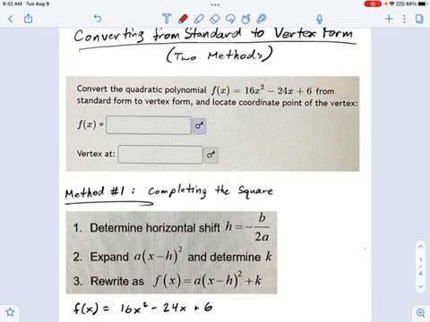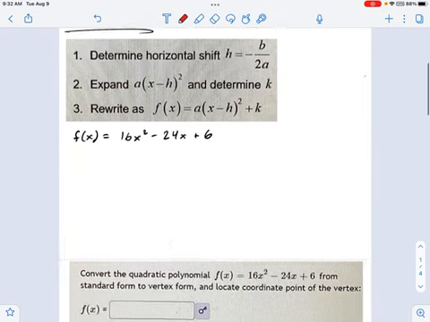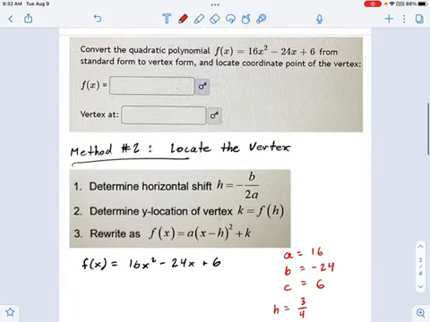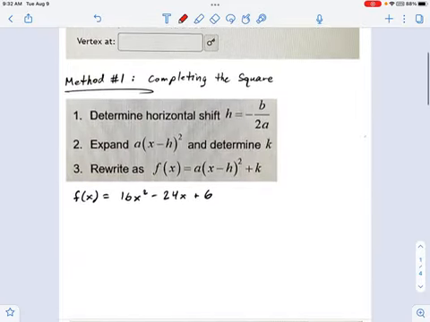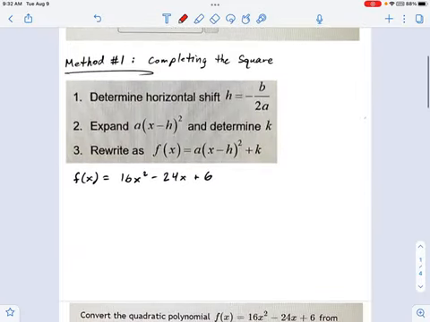But I'm going to go over two methods. One of the methods is called completing the square, and this is, I think, what people are most familiar with. You've probably heard of this before, maybe you've seen it before, maybe you still know how to do it. The other method is called locating the vertex, and this is what I prefer because it is just a little bit simpler and, to me, more intuitive. So we'll go over both methods. I think locating the vertex will be a little quicker.